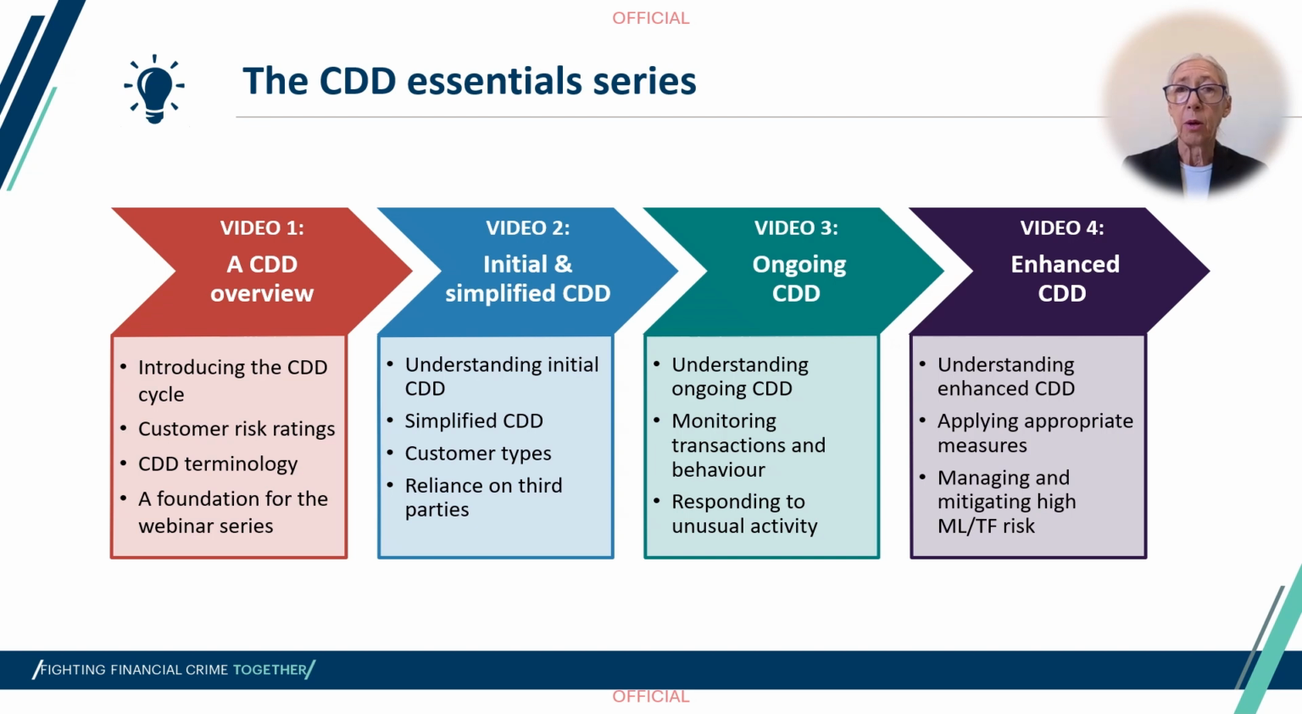Video 3 examines ongoing CDD, explaining how to identify, assess, manage and mitigate a customer's money laundering, terrorism financing and proliferation financing risks over the course of the business relationship. Video 4, being this video, looks at enhanced CDD, including what it is, why it matters and when to apply it. Enhanced CDD involves taking additional steps to identify your customer and to identify, assess, manage and mitigate their high MLTF risk.